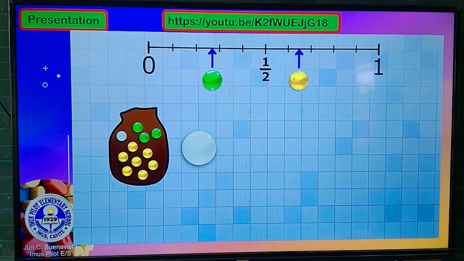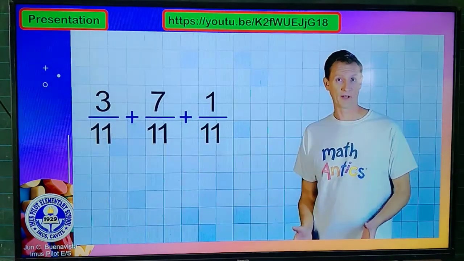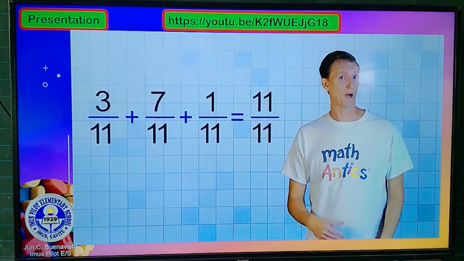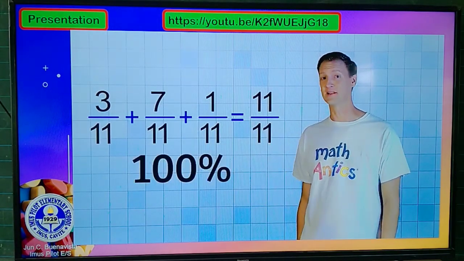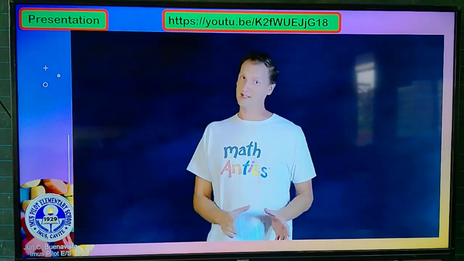How about pulling out the white marble? Well, the top number will be 1, since there's only 1 white marble, and the bottom number is still 11. So the probability of pulling out a white marble is 1 over 11, or 0.09, or 9%. Not very likely. And if we add up these probabilities, we get 11 over 11, or 100%, just as we expected. Alright, so you should have a pretty good handle on basic probability now.